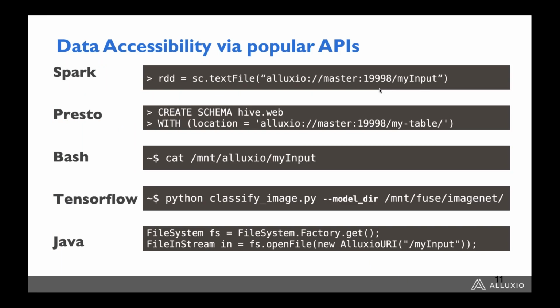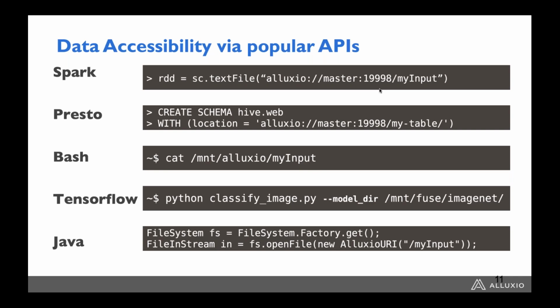To give you some examples using Alluxio to access data using different tools. If you're running Spark, to load an RDD is very similar to how you can do this with HDFS or S3. Just change the scheme name from HDFS to Alluxio. And it's also very similar to Presto, because Presto and Spark both typically use the HDFS interface to interact with the data.